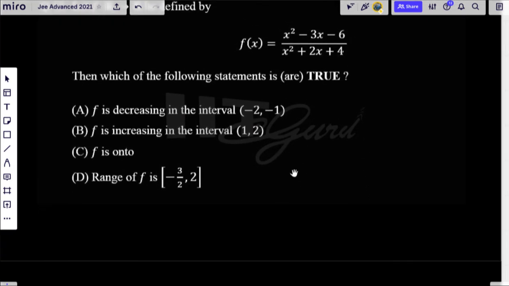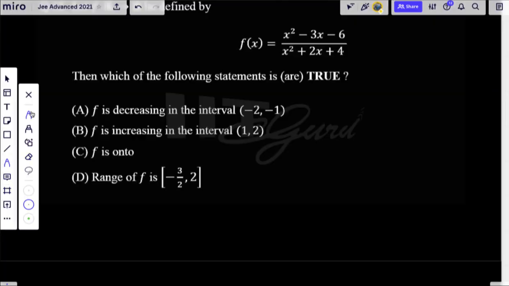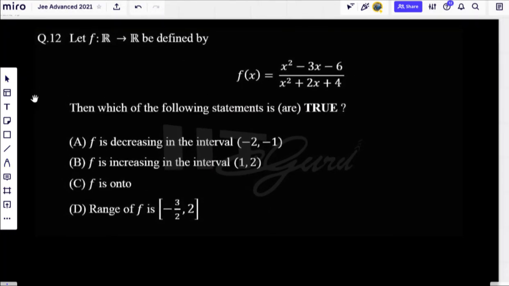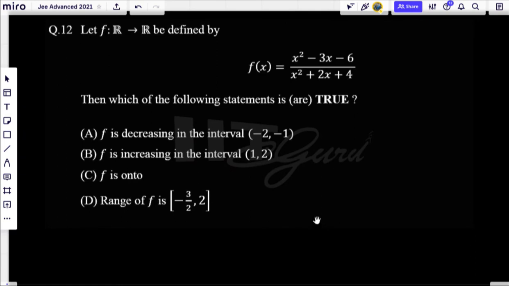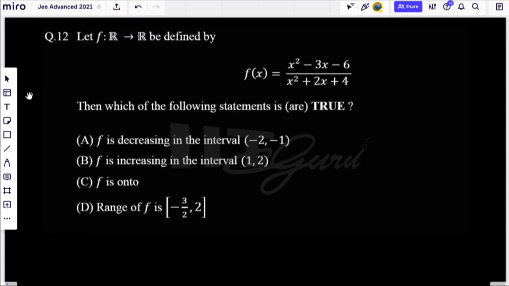So how to tackle this? Okay. So this is question number 12, that is from application of derivative, that is quadratic upon quadratic. Let's see. So as in the first two options, monotonicity is asked, and in the next two options, we have to think about range and onto function. As this is quadratic upon quadratic, first we have to differentiate this, and by using the quotient rule, we can differentiate it very easily.